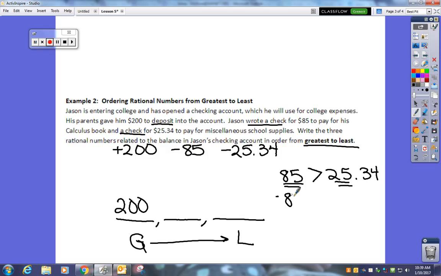But again, we're dealing with the opposites, the negatives of those numbers, which means it's going to be the opposite way. So negative 85 is less than negative 25.34. So in going greatest to least, the negative 25.34 would go next, and then the negative 85 would be the least number. Again, if you have another method that you prefer, please feel free to use it.